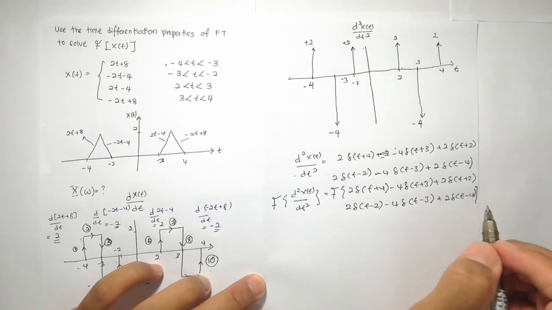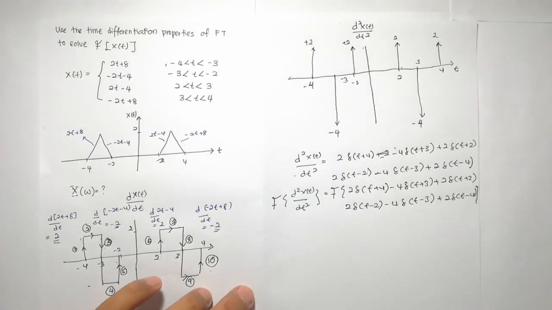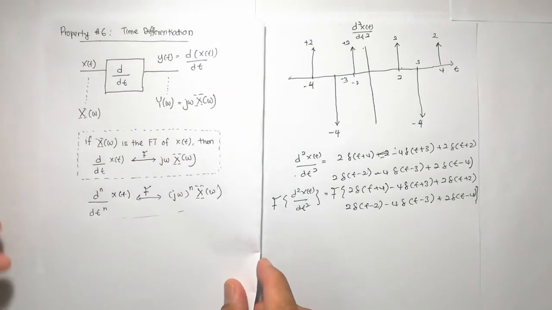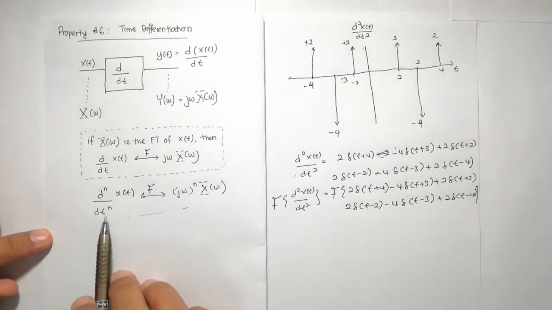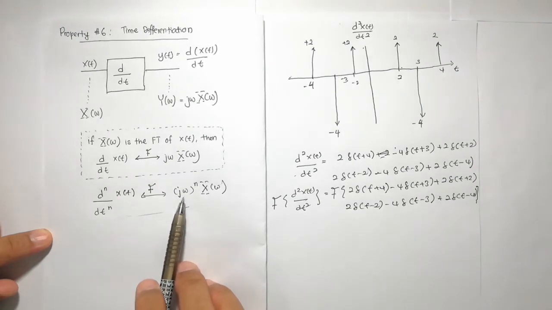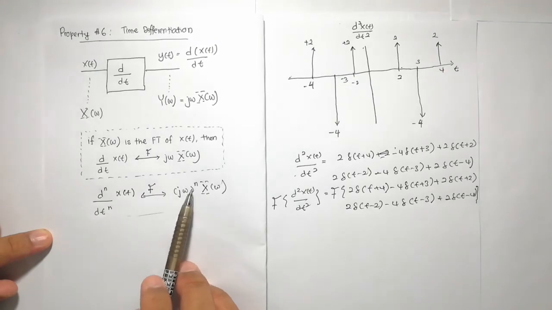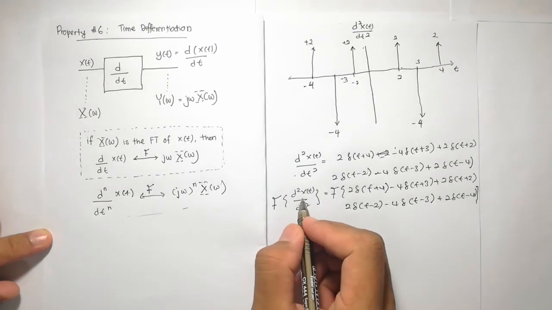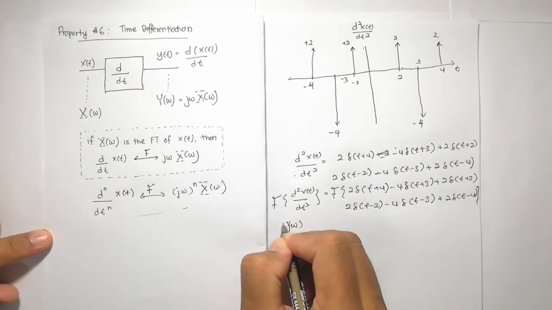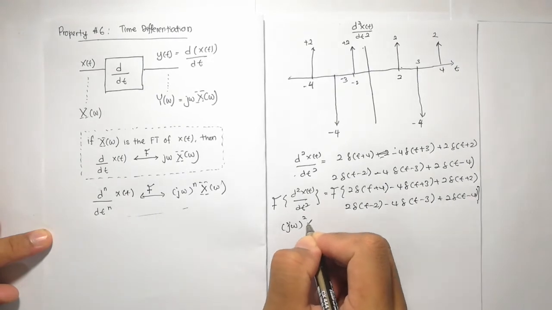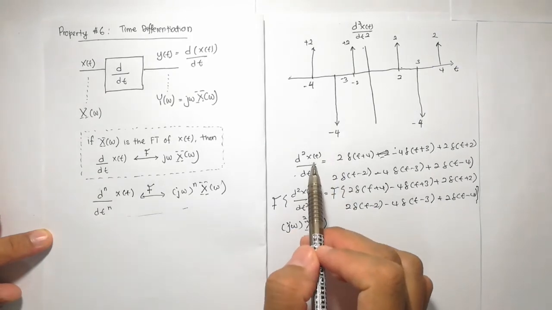Okay, based on our time differentiation property, for the nth derivative d^n x(t)/dt^n, the Fourier transform will be (j omega)^n X(omega). Since n equals 2, we have (j omega)^2. So the Fourier transform of d^2 x(t)/dt^2 is (j omega)^2 multiplied by X(omega), because we use x(t).